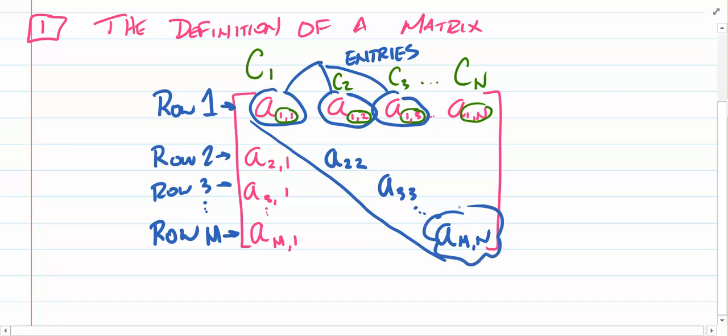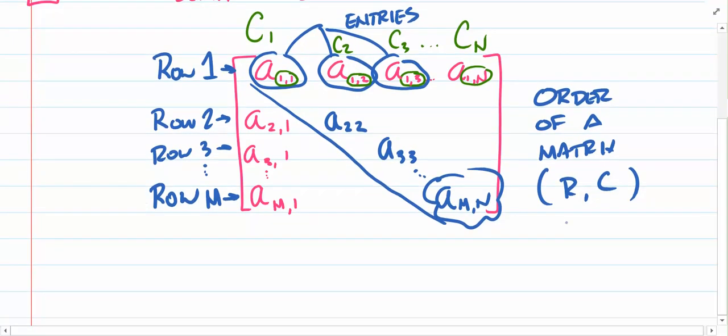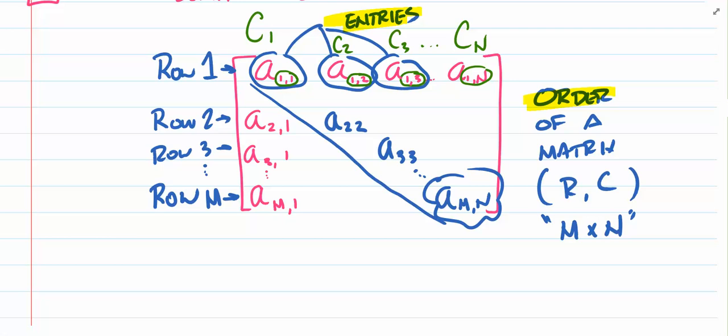So notice this one kind of gives away, we use that one to determine what's called the order of a matrix. So the order of a matrix is the number of rows, comma, columns, okay? Rows, comma, columns. So in this case, the order of this matrix is an M by N matrix, and that's how we say it. So a couple of keywords that we want to remember are entries and order of the matrix. Entries and order. So the order is the number of rows by the number of columns. So this is an M by N matrix.